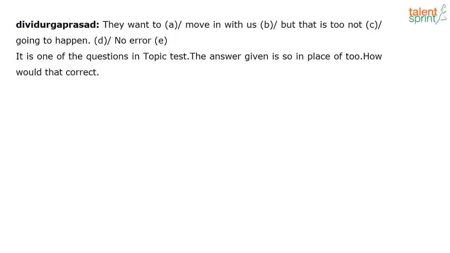"They want to move in with us, but that is too not going to happen." It is one of the questions in a topic test. The answer given is "so" in place of "too." How would that be correct? You tell me. Anyway, let's look at this question.